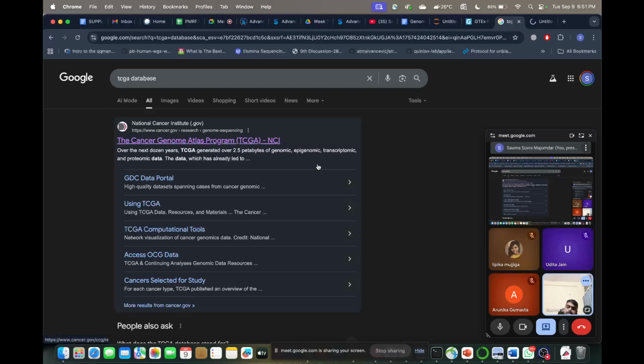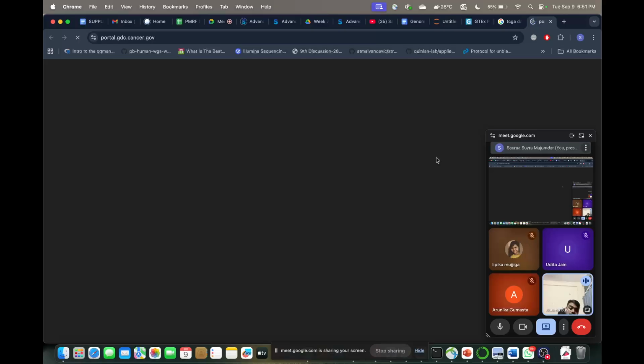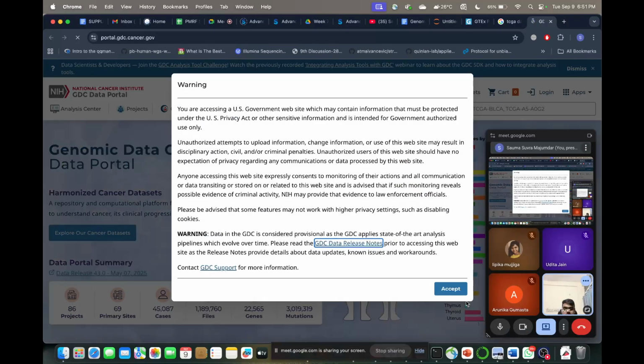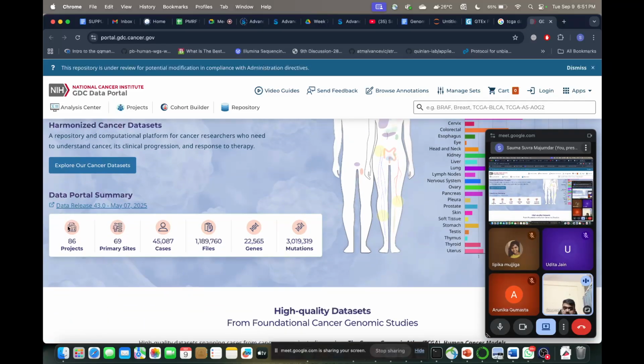Yeah. So the data is stored. The project is the Cancer Genome Atlas, but the data is stored in this portal called GDC, which is the Genomics Data Commons Portal, which contains all the information.